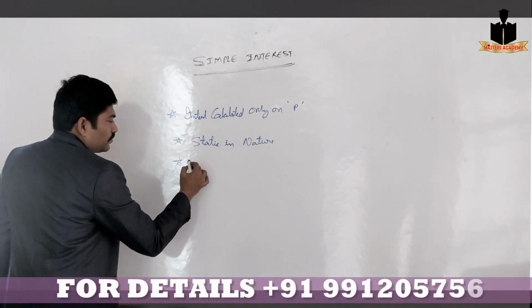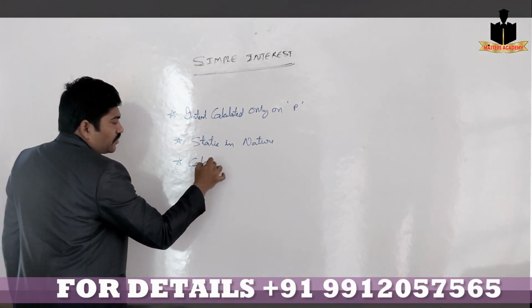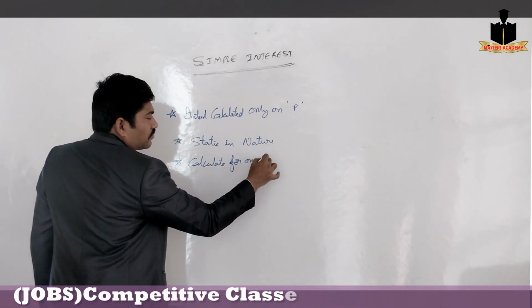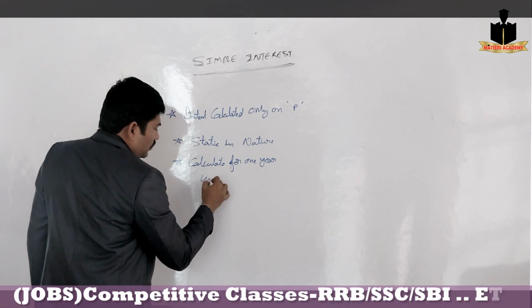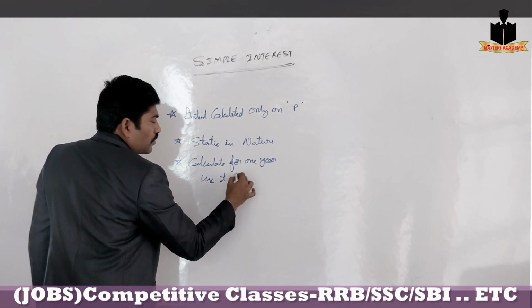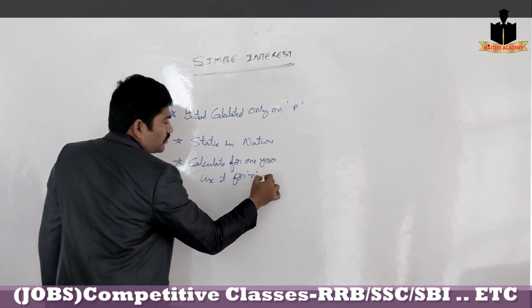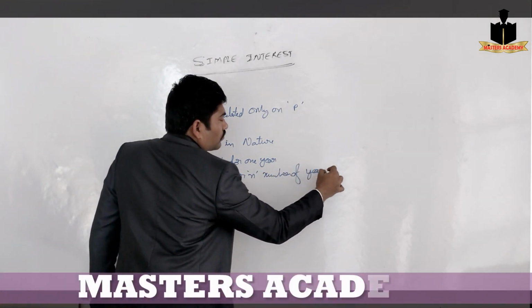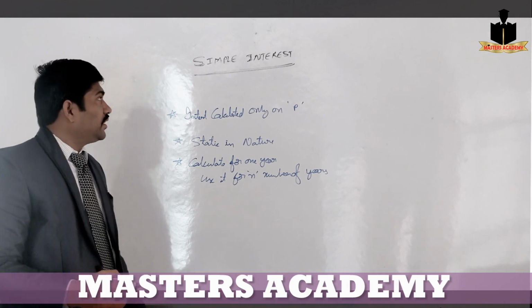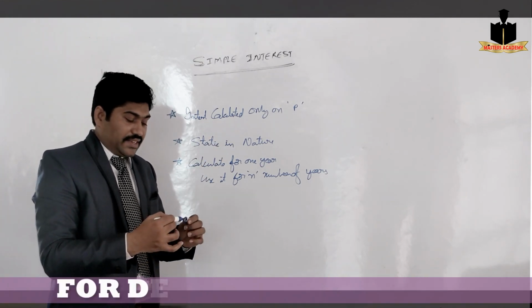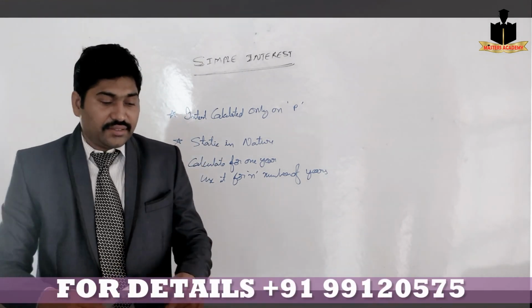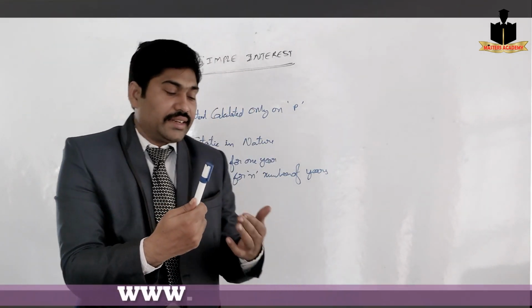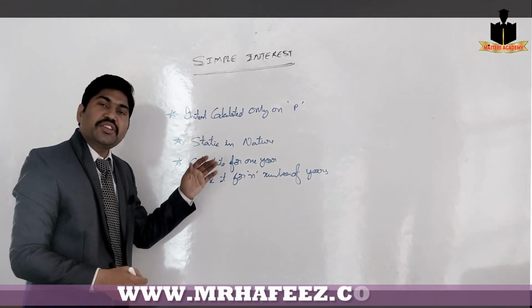So, calculate for 1 year, use it for n number of years. This is exactly what simple interest is. Simple interest is the interest calculated only on the principal amount.